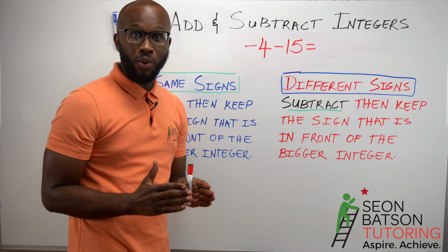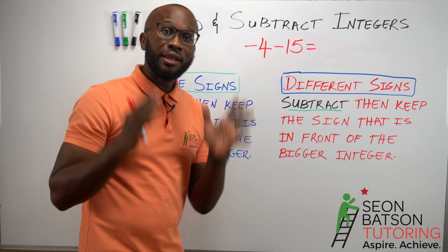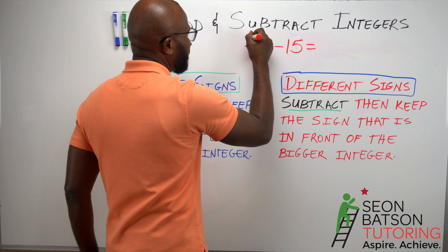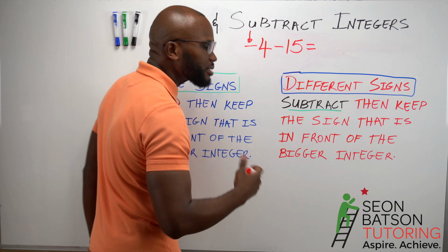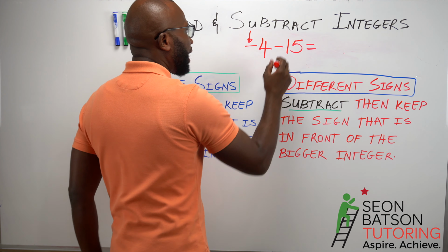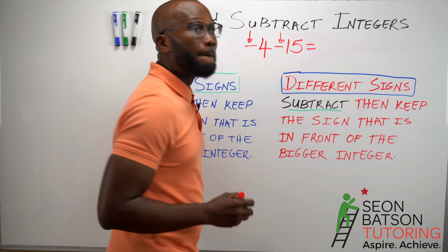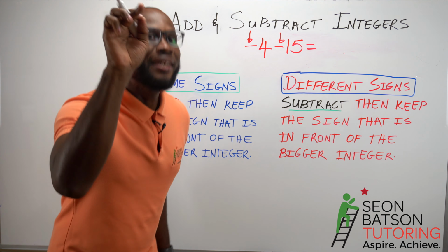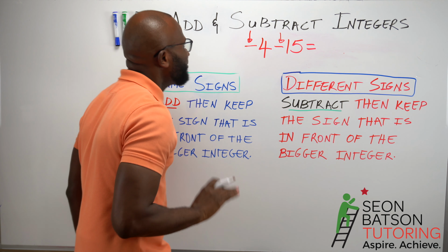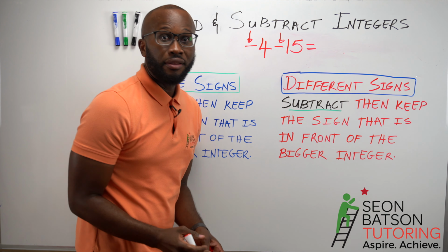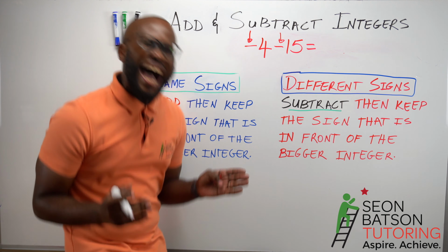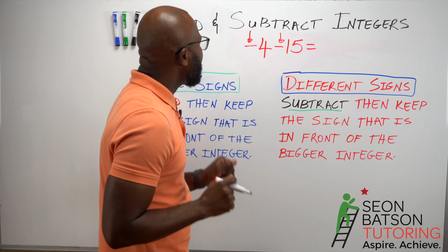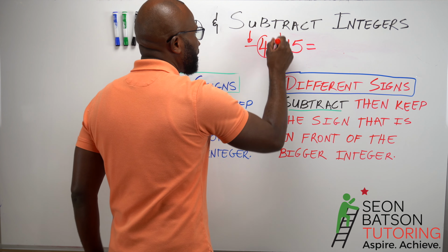First piece of business is to examine the signs that are in front of the integers. We have a negative sign in front of the 4 or a minus sign. Negative, minus, same thing. So don't confuse yourself. And we have a negative sign in front of the 15 as well. That means our signs are the same. So because they are the same, we are going to add. Same signs we add. So we add the integers.